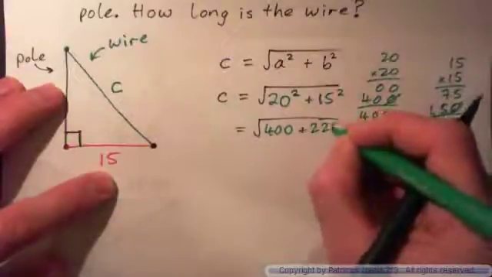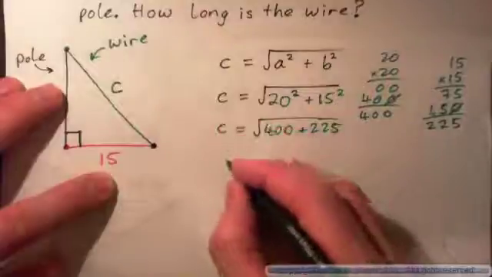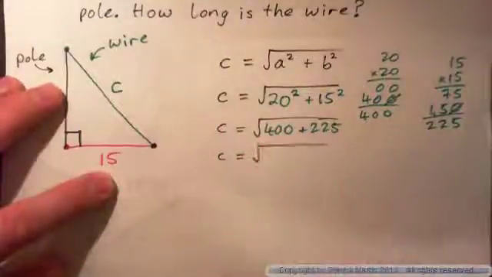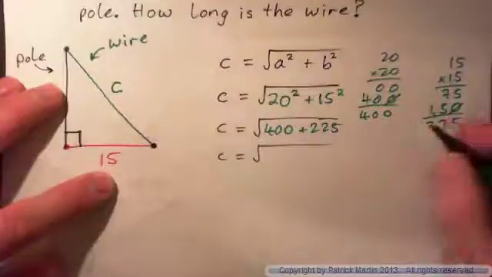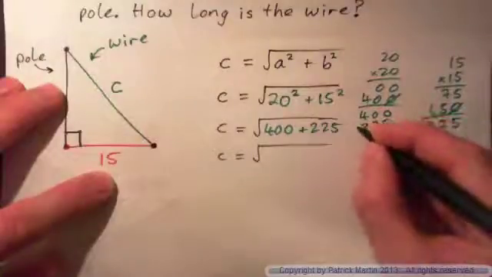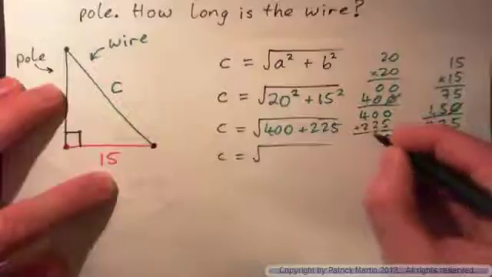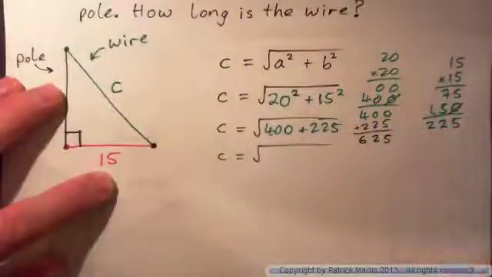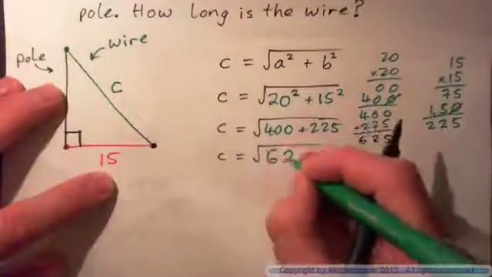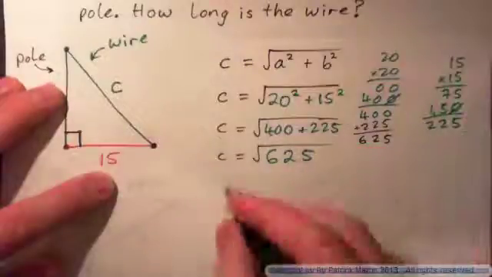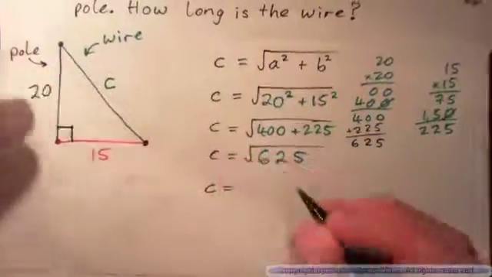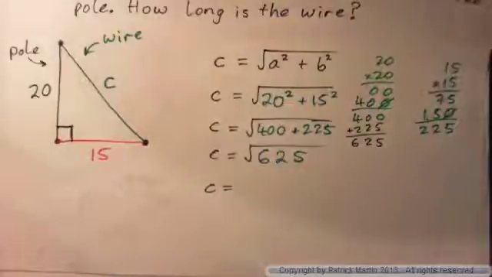Plus 2, 2, 5. So C equals the square root of 400 plus 225. Add those together, we get 625, and now we have to get the square root of that. The square root of 625. Any idea what it is?